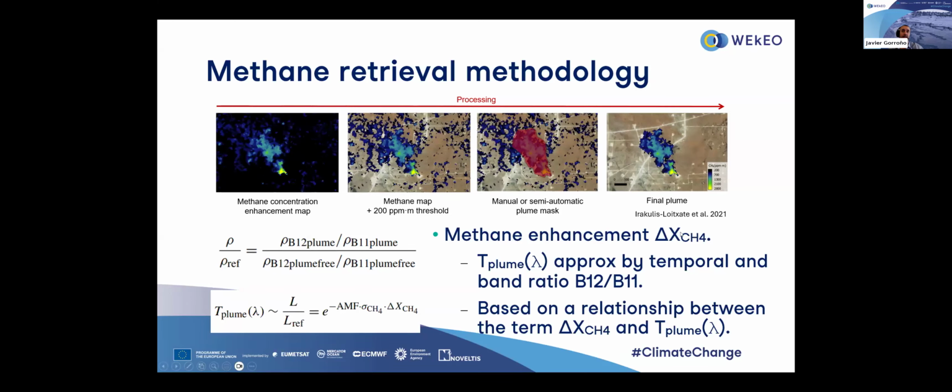The methane enhancement is retrieved as a simple multi-temporal band ratio of band 12 and band 11, as you've got here in the equation. We approximate this as the transmittance of the plume, and based on a relationship between the transmittance of the plume and the amount of methane, we can establish that value. This relationship can be based, for example, on a simple Beer-Lambert law, or, in our case, we relate this with a lookup table based on radiative transfer equations.